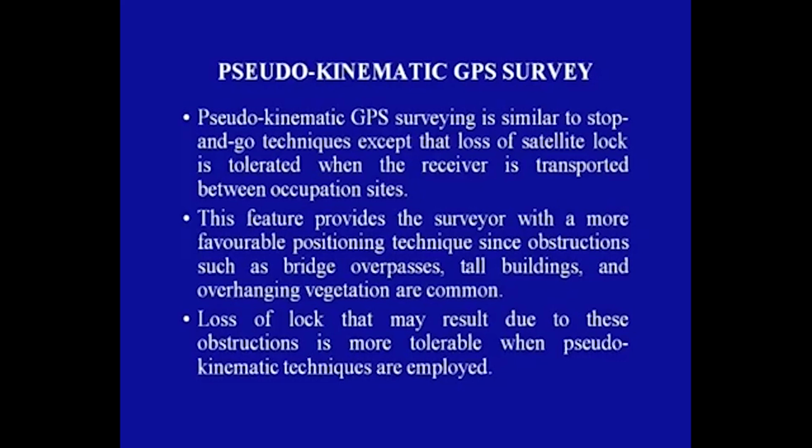The next method is pseudo-kinematic GPS survey. Pseudo-kinematic GPS survey is similar to stop and go techniques, except that the loss of satellite lock is tolerated when the receiver is transported between occupation sites. This feature provides the surveyor with a more favorable positioning technique, since obstructions such as bridge overpasses, tall buildings and overhanging vegetation are common. Loss of lock that may result from these obstructions is more tolerable when pseudo-kinematic techniques are employed.